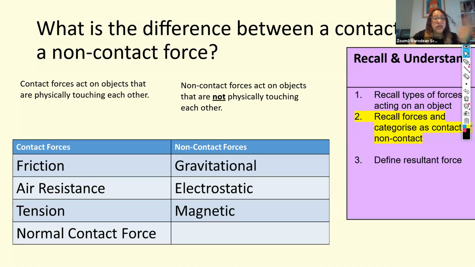Brilliant. So we've got our contact forces and our non-contact forces. Again, more key information. And we know that we're trying to get a lot of information into you today, and it's a new topic. But this is like our start-off lesson. So we'll then be taking these ideas down different avenues over the next few weeks as well.